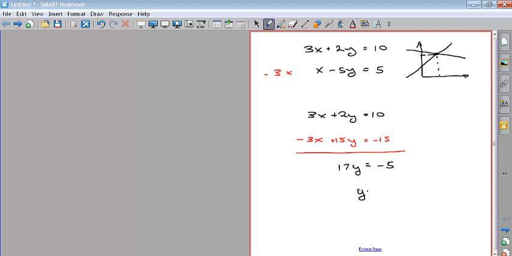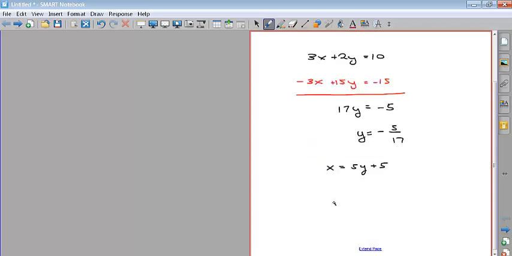And then you would divide both sides by 17. You get -5/17. And then you could plug this number back in to, say, this second equation. So if you solve the second equation for x, you get x is equal to 5y plus 5. So I move this to the other side, it becomes positive. And then you'd plug in your value of y, which would be -5/17. You'd add 5. And then -5 times 5 is 25, so I get -25/17.